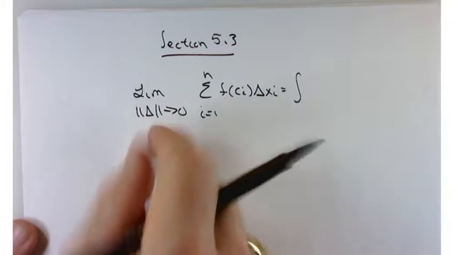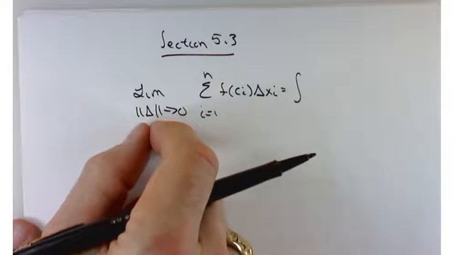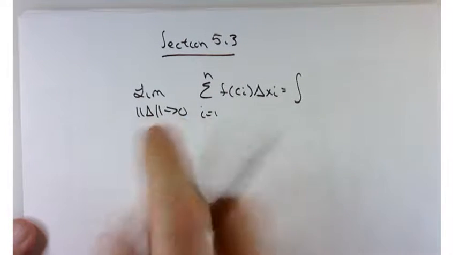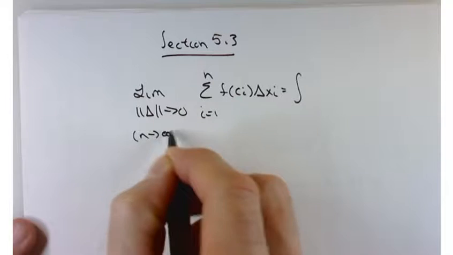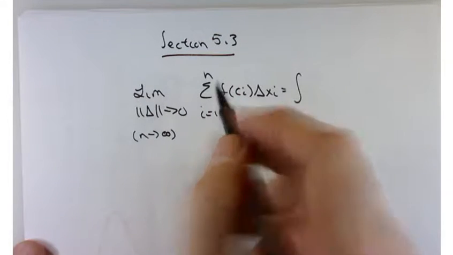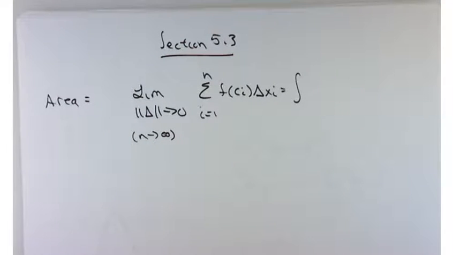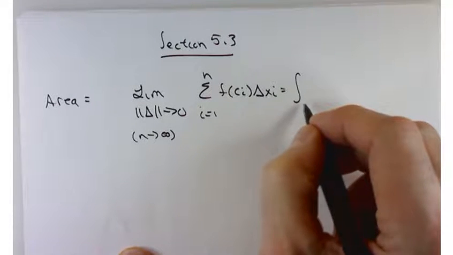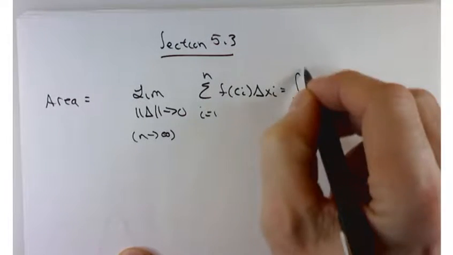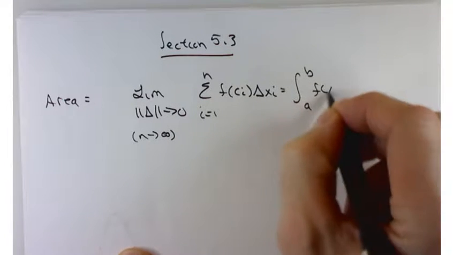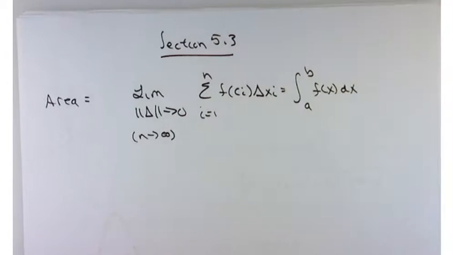Now as the maximum length of those subintervals goes to 0, that's the same as n going to infinity for us. What we're going to get is the area underneath that curve. And I'm going to define that area with the following notation. It's going to be the integral from a to b of f of x dx. Now a and b are the left and right hand endpoints along the x-axis of the area you're trying to find.